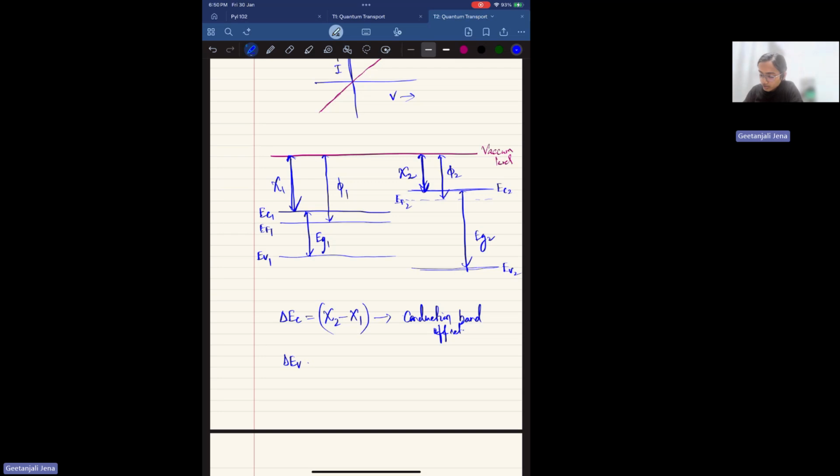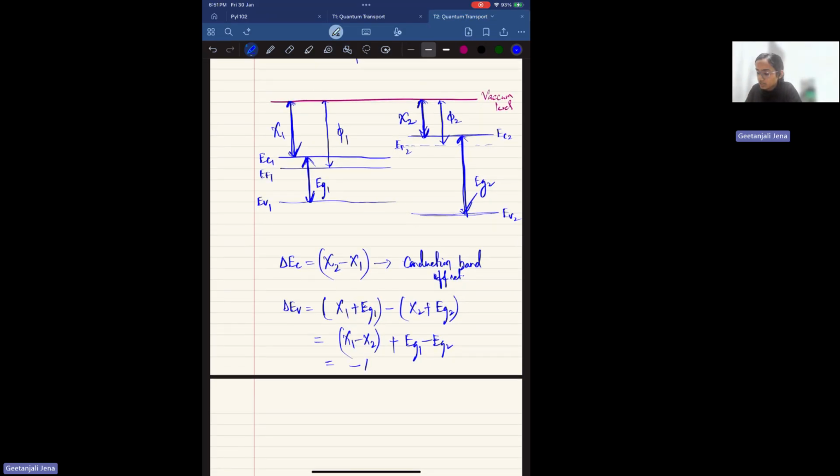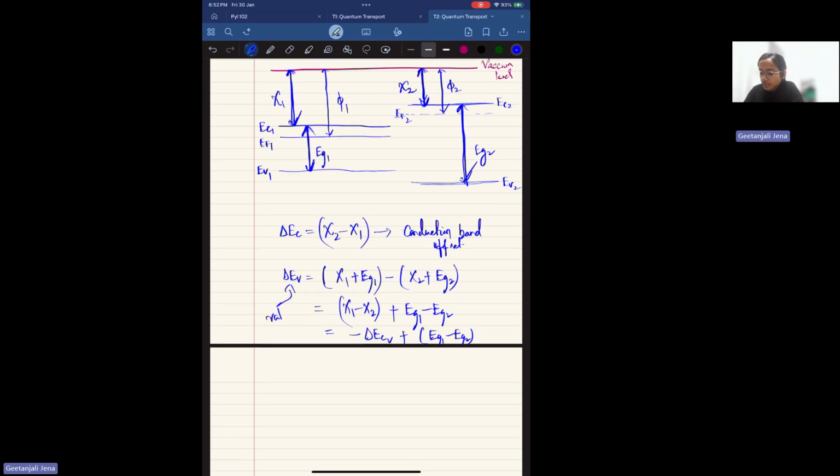Similarly, for the valence band offset, we can calculate it as follows. So this is chi1 plus Eg1. This will give the location of the first valence band, and chi2 plus Eg2 will give the location of the second valence band. So we can find the valence band offset if we take chi1 plus Eg1 for the first and take the difference to chi2 plus Eg2. This we can write as chi1 minus chi2 plus Eg1 minus Eg2. Or chi1 minus chi2, this is nothing but minus of the conduction band offset, plus the band gap difference. This is the valence band offset.